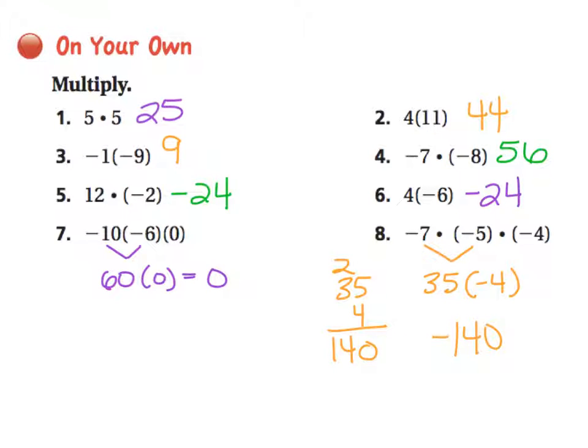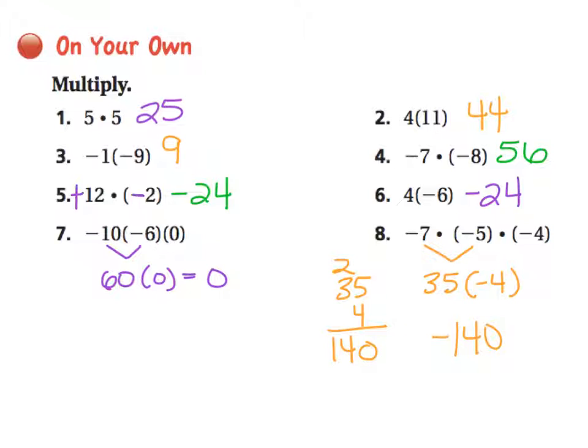So if we go ahead and look at my answers, number 1 is positive 25 because they were both positive. Number 2 is a positive 44 as well. Number 3, because both numbers were negative, has a positive answer. 1 times 9 is a positive 9. Number 4 is also positive, and it's 56. Number 5, because they have different signs, we have a positive and a negative, then our answer is negative, and it's negative 24. Number 6 was also a negative 24.